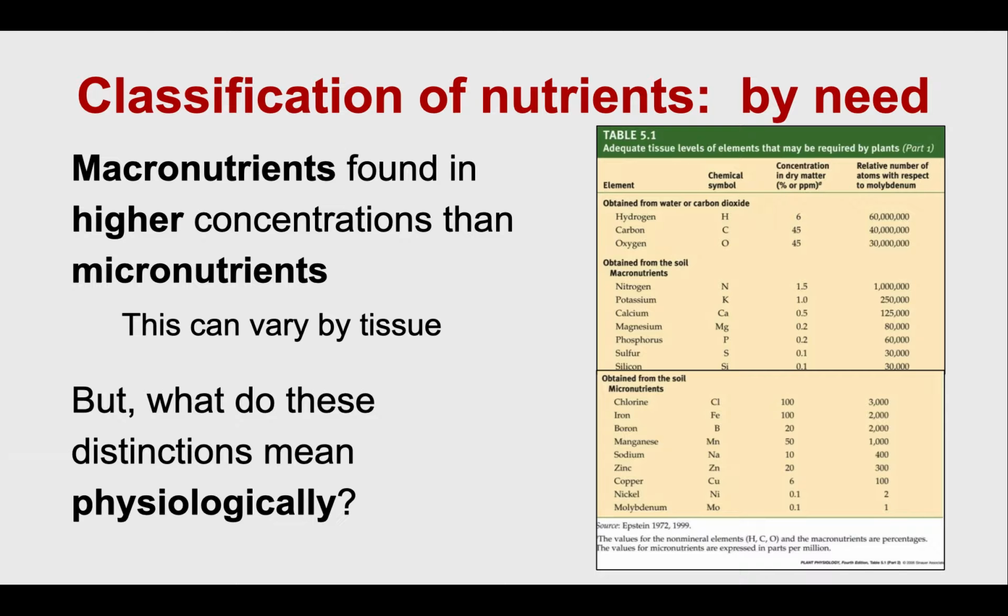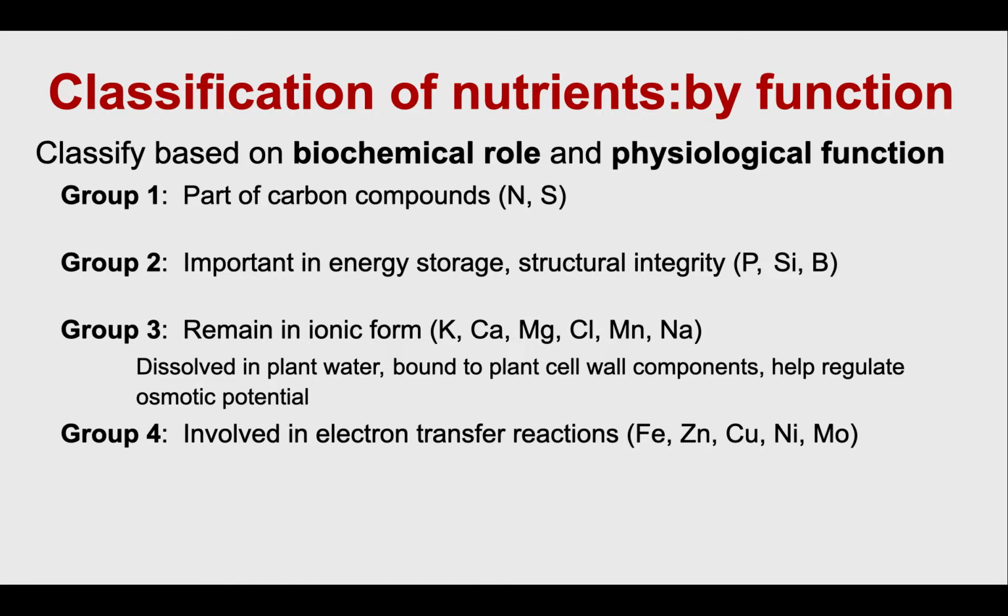But what does this mean physiologically? If we look at the different roles they play in the plant, there's a lot of different functions that these nutrients are needed for. They can be a part of carbon compounds, so any molecule that has carbon in it. Nitrogen and sulfur are particularly important in this. Then energy storage or just structural integrity: we find that phosphorus, I think that's silica, and boron, I'm getting rusty on my chemical symbols here, are important for this energy storage and structural integrity.